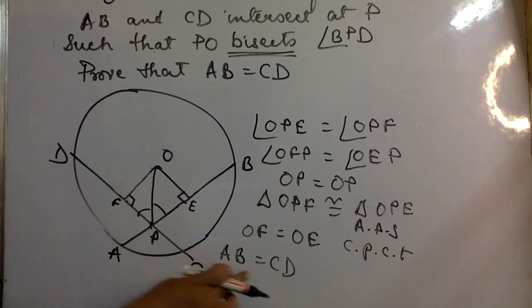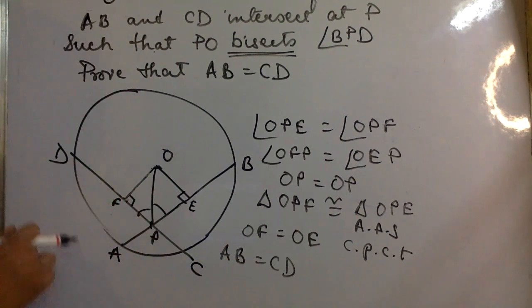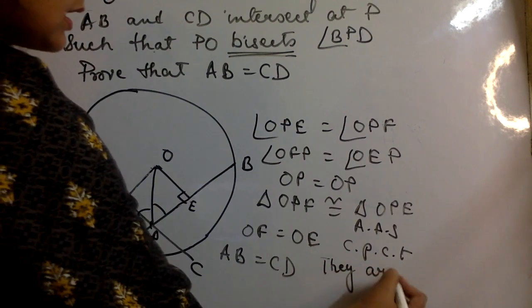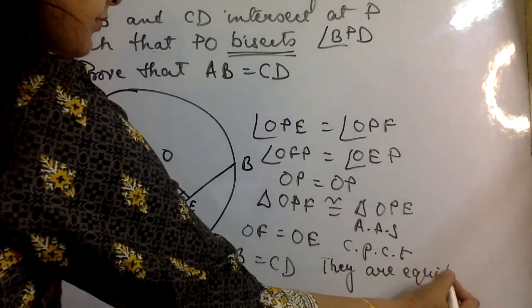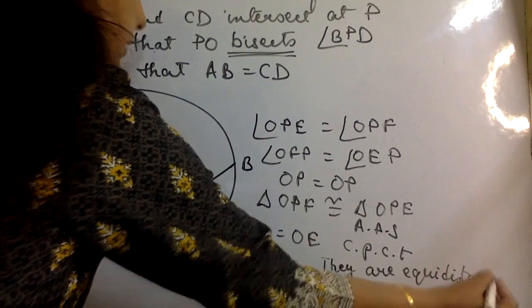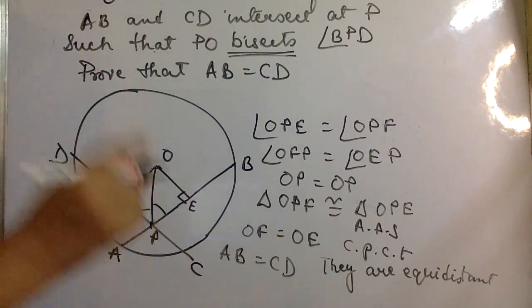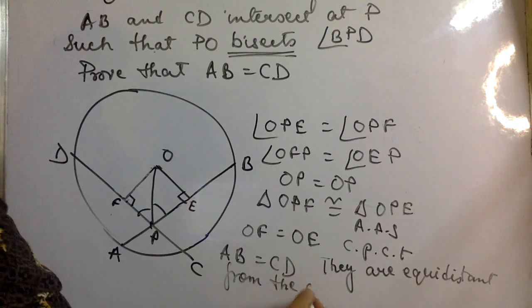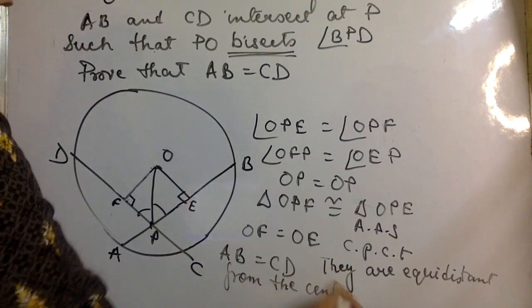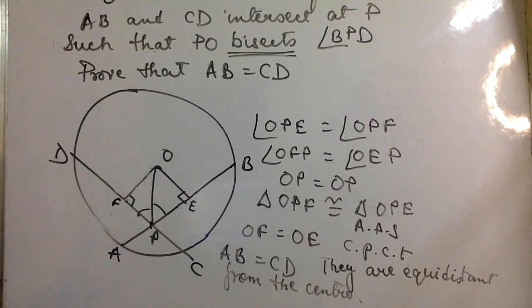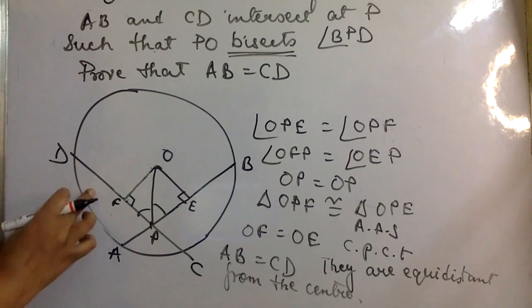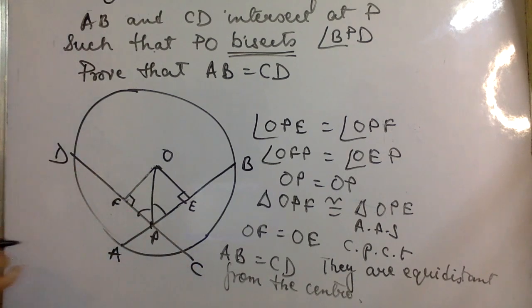So this is the distance from the center. So AB is equal to CD. Why do we come straight to that? Because they are equidistant, that is, their distance from the center is the same. They are equidistant from the center. Therefore, these two are equal. AB is equal to CD because they are equidistant from the center.